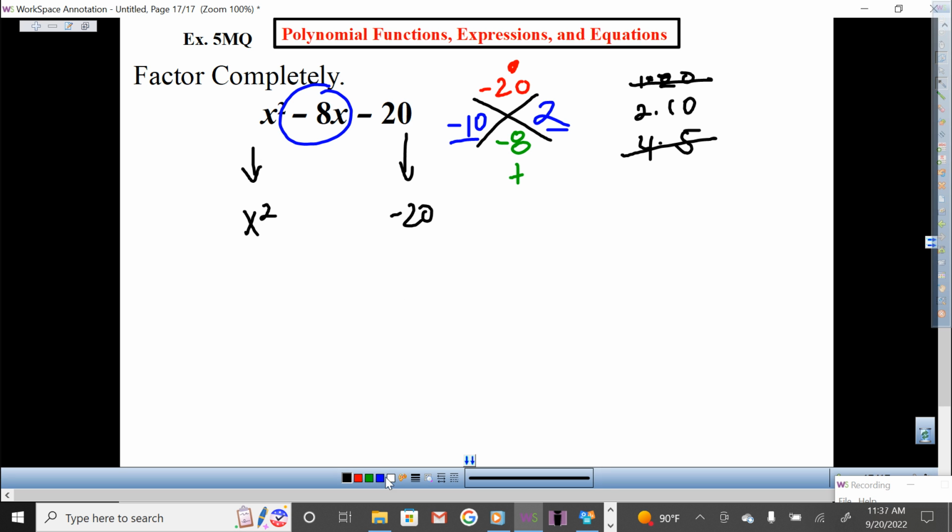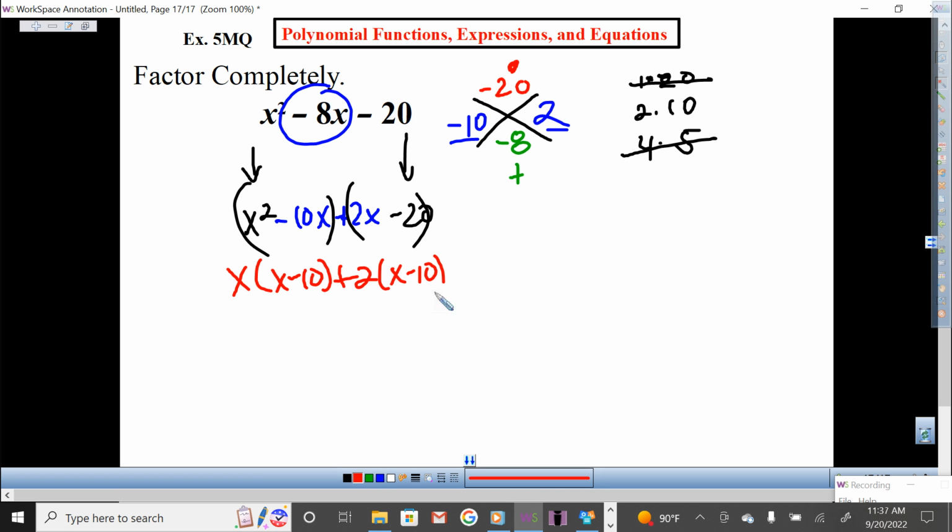All right, from there, this is replaced by negative 10x and 2x, negative 10x, positive 2x. Let's group. So the GCF for the first 2 is x. We're left with x minus 10. The GCF for the last 2 is 2. We're left with x minus 10. So my factors are x minus 10 and x plus 2. And these are my factors.